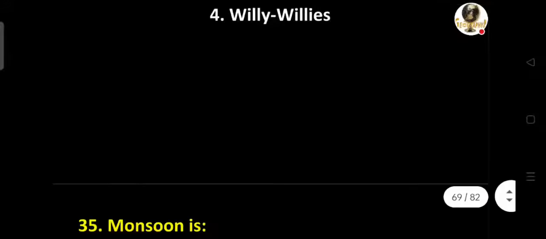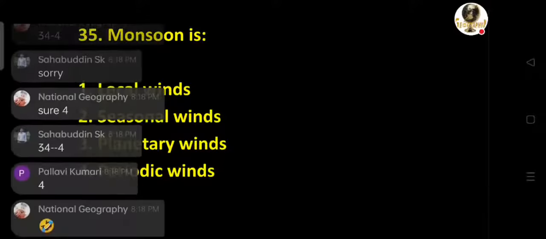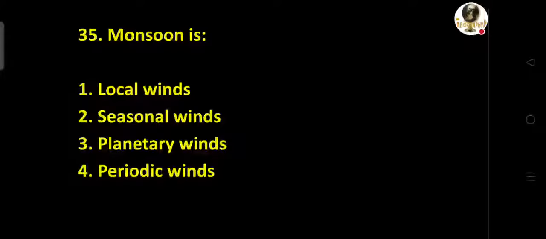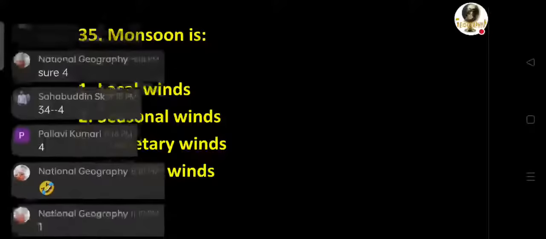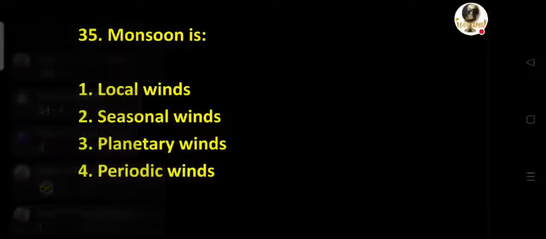And next, another question for you. The monsoon is local winds, seasonal winds, planetary winds, or periodic winds. Very interesting question. Pallavi Kumari, right, Pallavi, you are right. And another question, number 35: monsoon is local winds, seasonal winds, planetary winds and periodic winds. Very interesting. Monsoon, Subhadeep, 1, local winds. Okay, everyone comment. What is the proper answer?